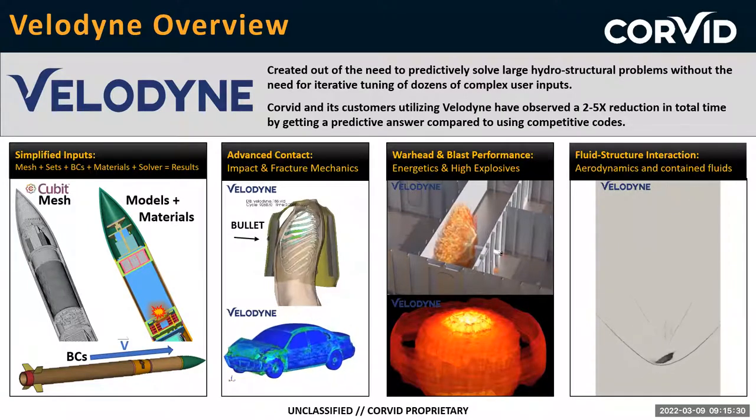So my name is Greg Klouse, and I'm here to bring the technical perspective to the conversation. And I'm going to demonstrate how we use Cubit internally to build our high fidelity models. So I've been with Corvid since 2013, using Cubit and Velodyne as an analyst for missile defense applications, and as a technical lead since 2018, involved with business development, documentation, and training. I consider myself really lucky to have been a part of the continuous improvement of Velodyne over the years, and I'm excited to show off what it's capable of today.